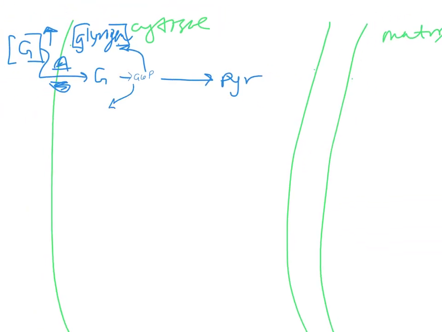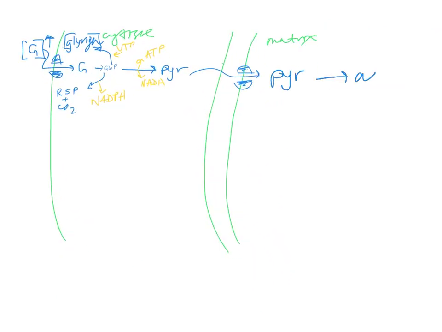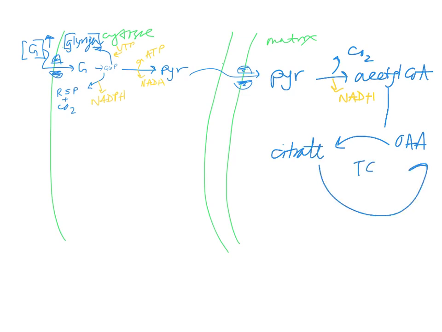Okay. Some of this will go onto the pentose phosphate pathway, so we'll get ribose 5-phosphate, CO2, and then we get our NADPH here. UTP is going in here, NADH is here, ATP is here. And then pyruvate is shuttled into the matrix and made into acetyl-CoA. Okay, and that spits out NADH and a CO2. Now, if we go a little bit backwards here, go from OAA to citrate. Okay, and then the TCA cycle is here.